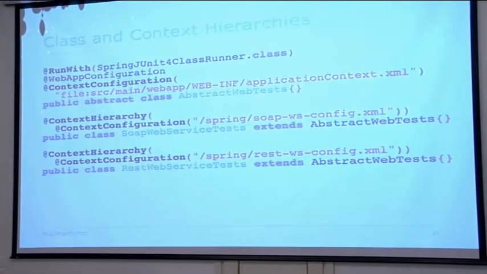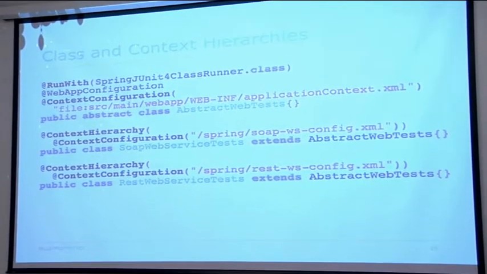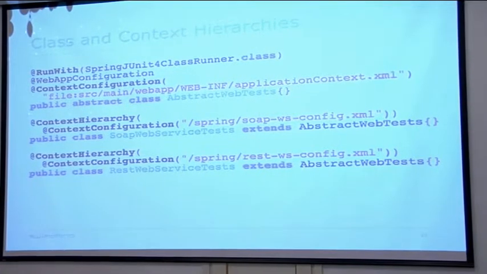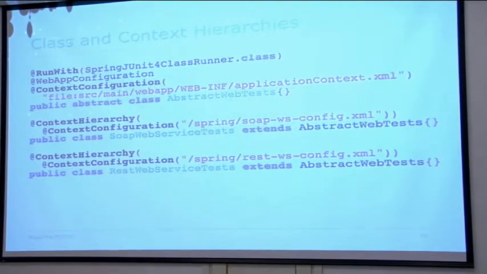Now, we have some classes that extend from that. So here we have SOAP web service tests and a REST web service test. Both these classes extend this abstract web test, specifying this new annotation @ContextHierarchy, and each time specifying their own context configuration. So this makes sense here. For the SOAP one, we have SOAP WS config, and for the REST one, we have REST WS config.